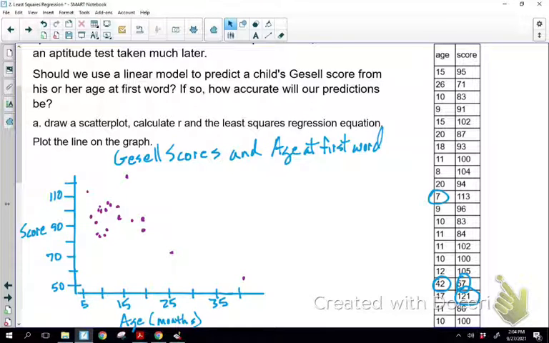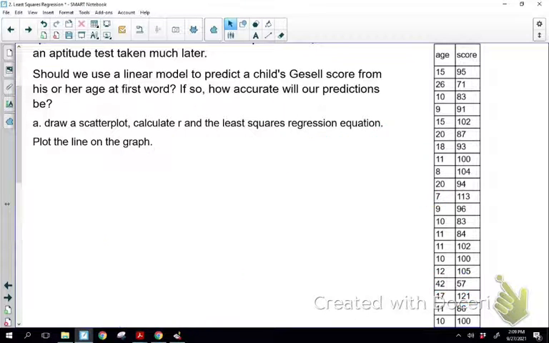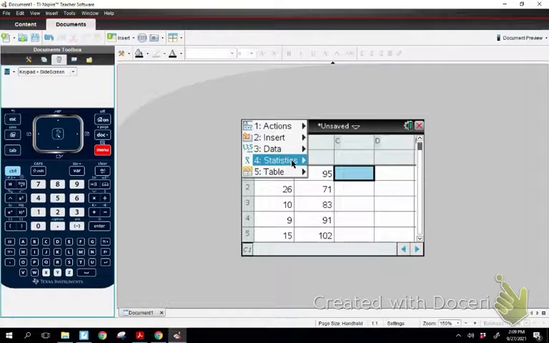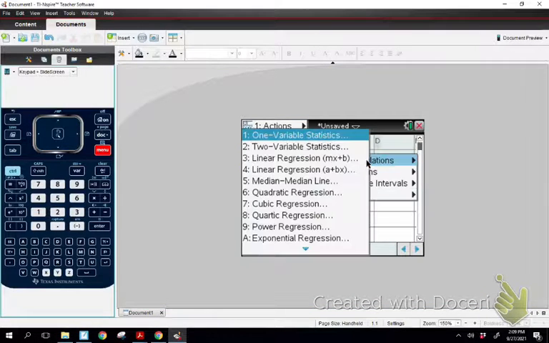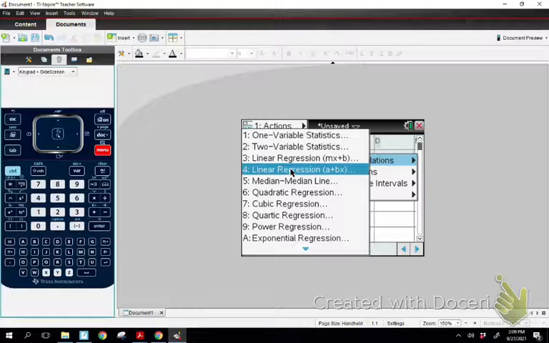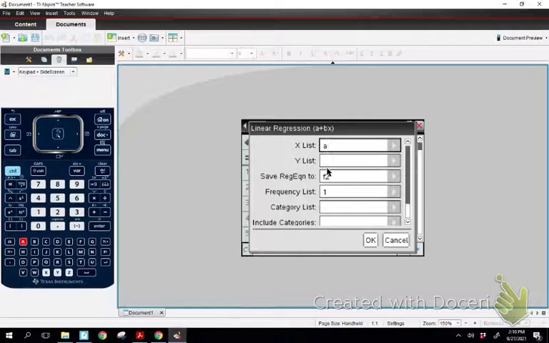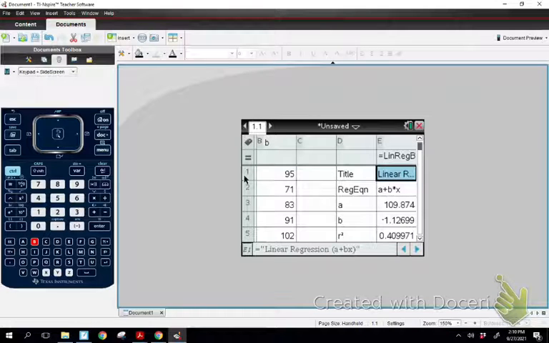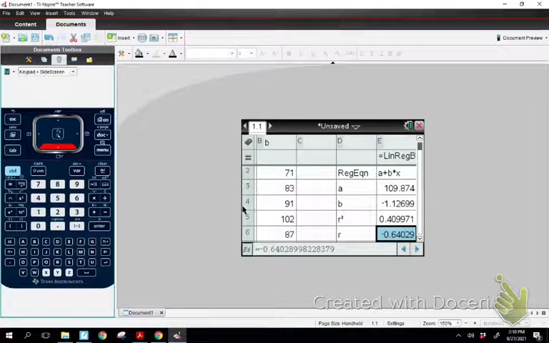Hopefully that was easy. Let me turn off the ink, show you on the calculator. So on the calculator, we want to go Menu, Stats, Stat Calc. I like the 4th choice because it uses A and B. I named mine A and B and hit OK. And if you go down a little bit, you can see R. So there that is.